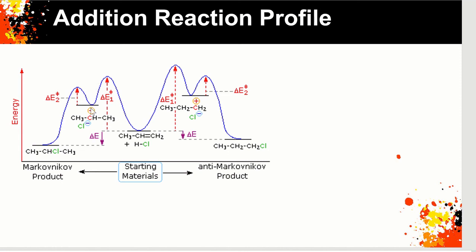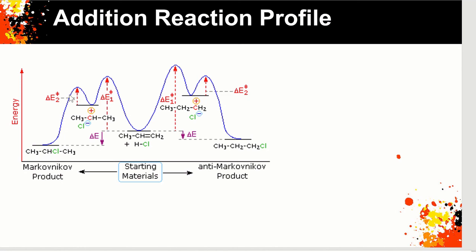For our Markovnikov product, we have the carbocation intermediate here. For the anti-Markovnikov product, we have the plus charge here. So the plus charge is on this carbon for the Markovnikov product, and on that carbon for the anti-Markovnikov product. Those are our two intermediates. Please notice the energy difference. This one is higher in energy than this one. This is lower in energy, which means it's more stable.